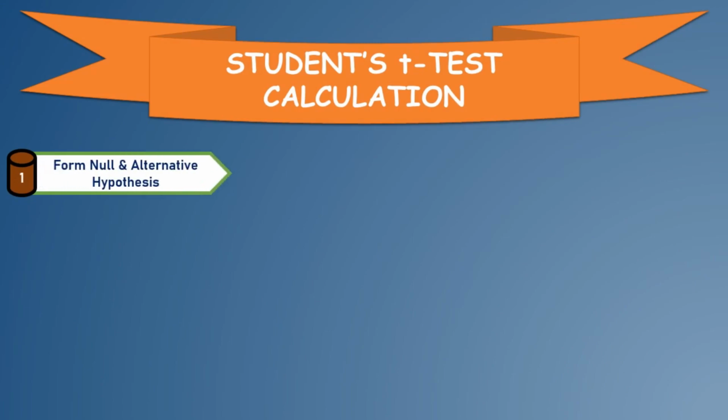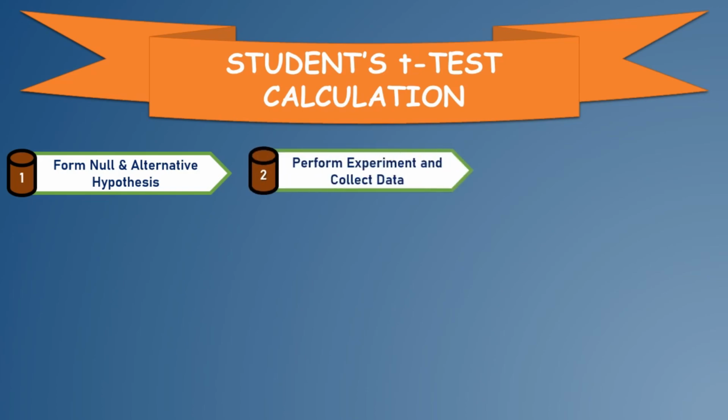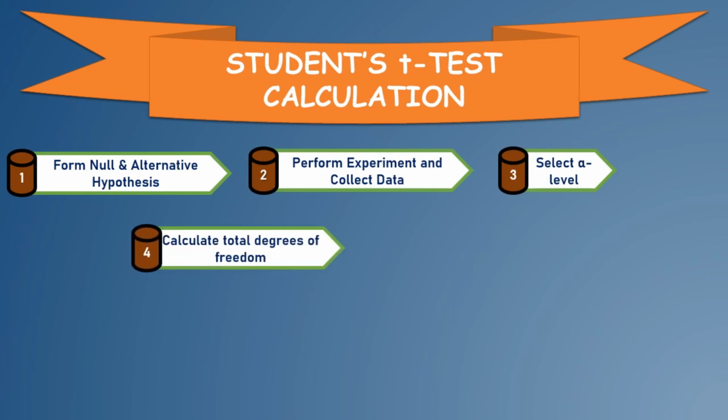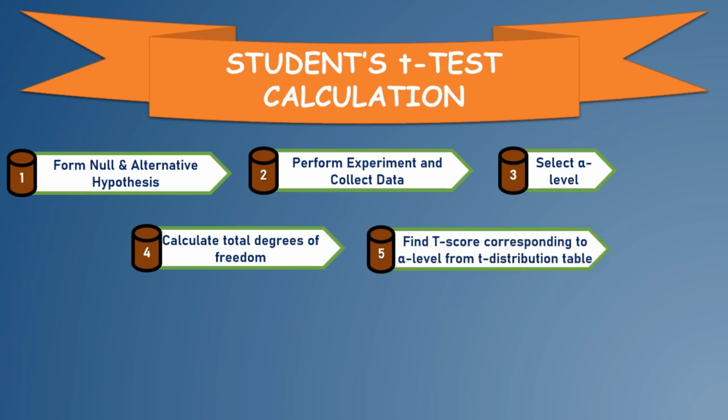Step 1, form the null hypothesis and the alternative hypothesis. Step 2, perform the experiment and collect the data. Step 3, select an alpha level. Step 4, calculate the total degrees of freedom. Step 5, find out the t-score that corresponds to the alpha level and the degrees of freedom from t-distribution table.